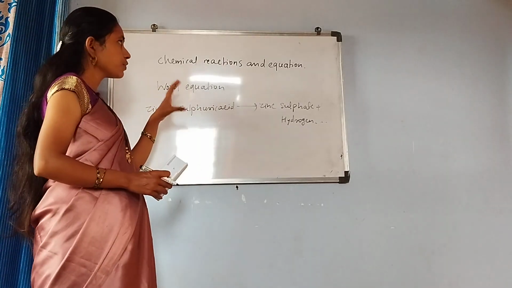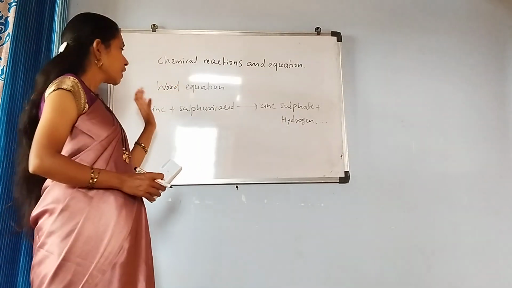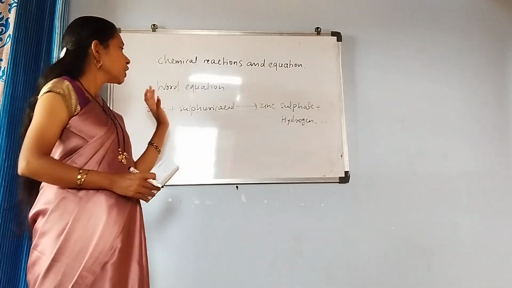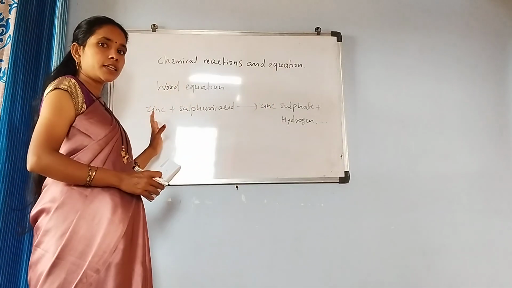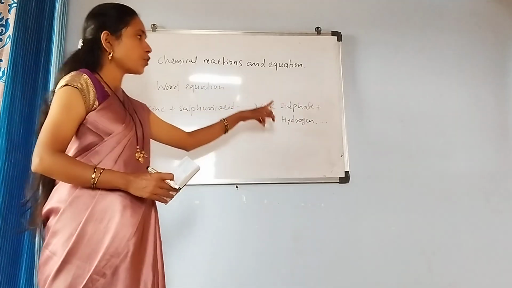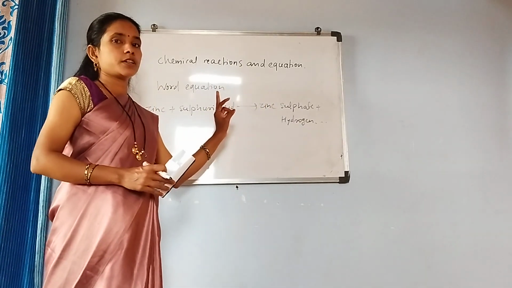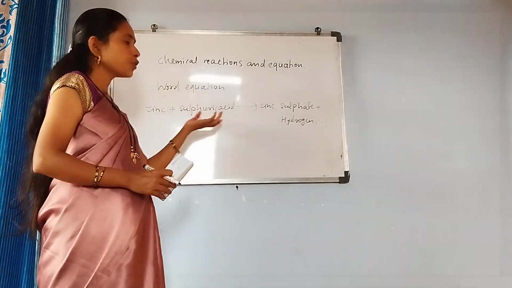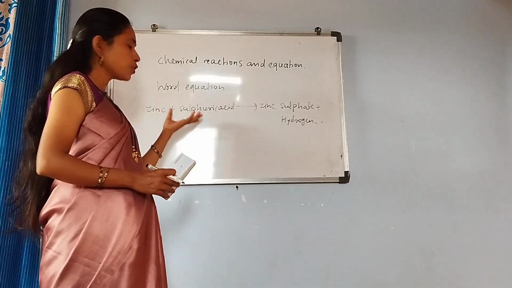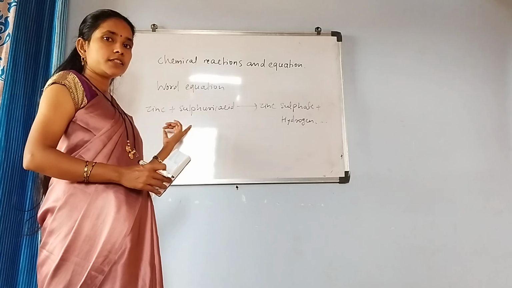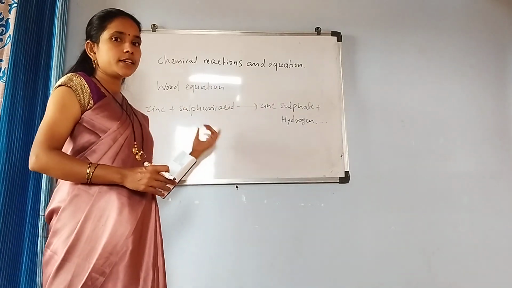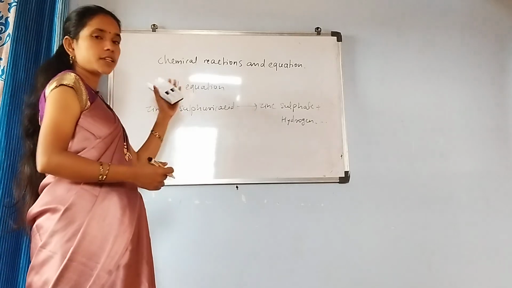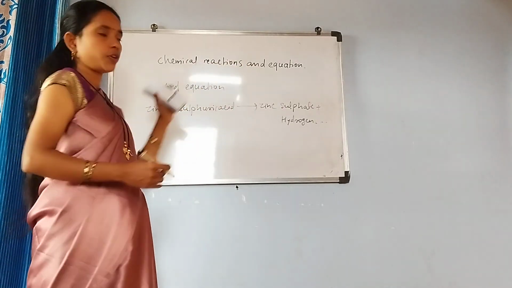But in a reaction we have one principle: the number of molecules in the reactants as well as the products should be the same. It means if one molecule of zinc is there in the reactants, then in the product also there should be one molecule of zinc. That is called a balanced equation. But in this case we are not able to find out how many molecules are involved in the reactants and in the products. So for that reason we use chemical equations. That is the reason the heading of the lesson is chemical reactions and equations.